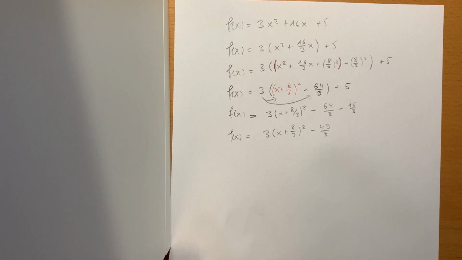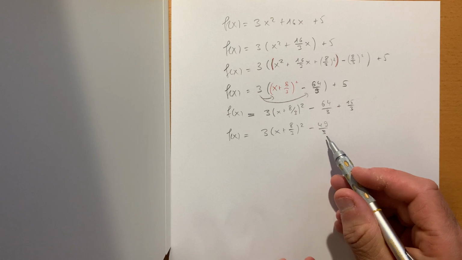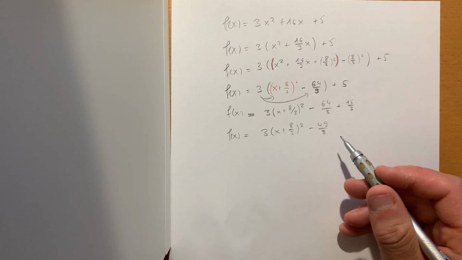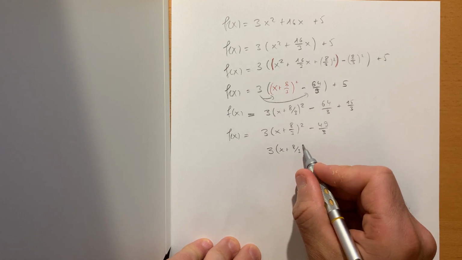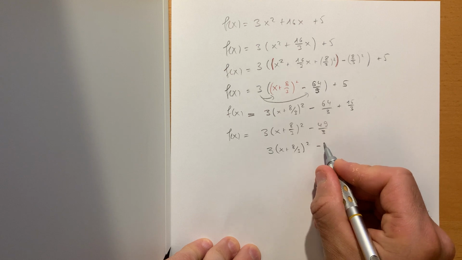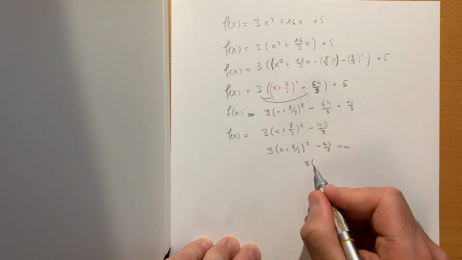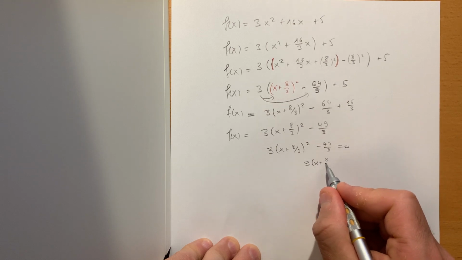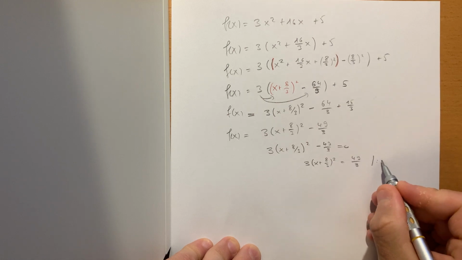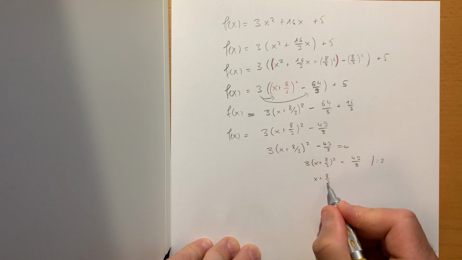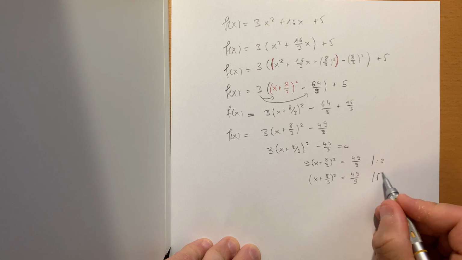See, and that's exactly what we got here. And then you could obviously work out the zeros by setting this equal to 0. Let's do that. 3 times x plus 8 thirds squared minus 49 thirds is equal to 0. So first thing we do is x plus 8 thirds squared is equal to 49 thirds. Then we divide by 3. x plus 8 thirds squared is equal to 49 ninths. Now we take the square root.